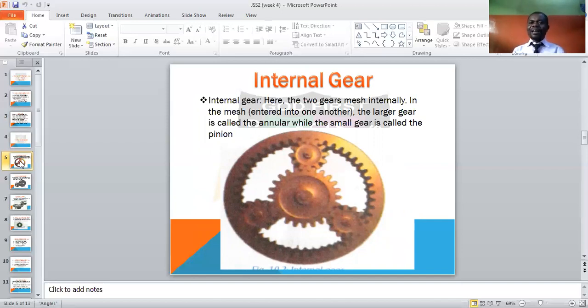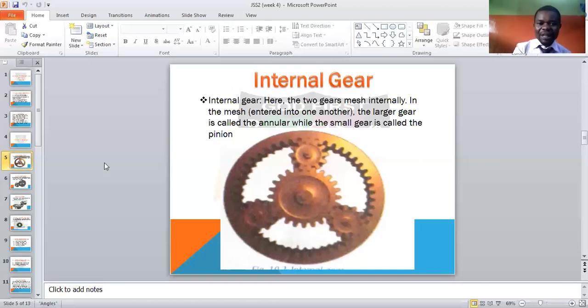In this type of gear, there are two gears that mesh. The gear mesh means the teeth of one enter into the teeth of the other. That's what we mean by gear mesh. So in this one here, we have a gear mesh internally, the two gears entered into one another. The larger gear is called the annular. The word annular means circle. The larger gear is called the annular, while the smaller gear is called the pinion.